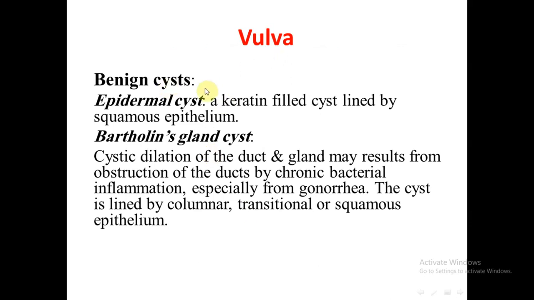Vulvar diseases include benign cysts. We have epidermal cyst and Bartholin gland cyst. Epidermal cyst is a keratin-filled cyst, benign, lined by benign squamous epithelium. Bartholin gland cysts lead to formation of a cystic dilation of the duct, and the gland may result from obstruction of the duct by chronic bacterial inflammation, especially gonorrheal infection. The cyst is lined by either columnar, transitional, or squamous epithelium, but with benign features.